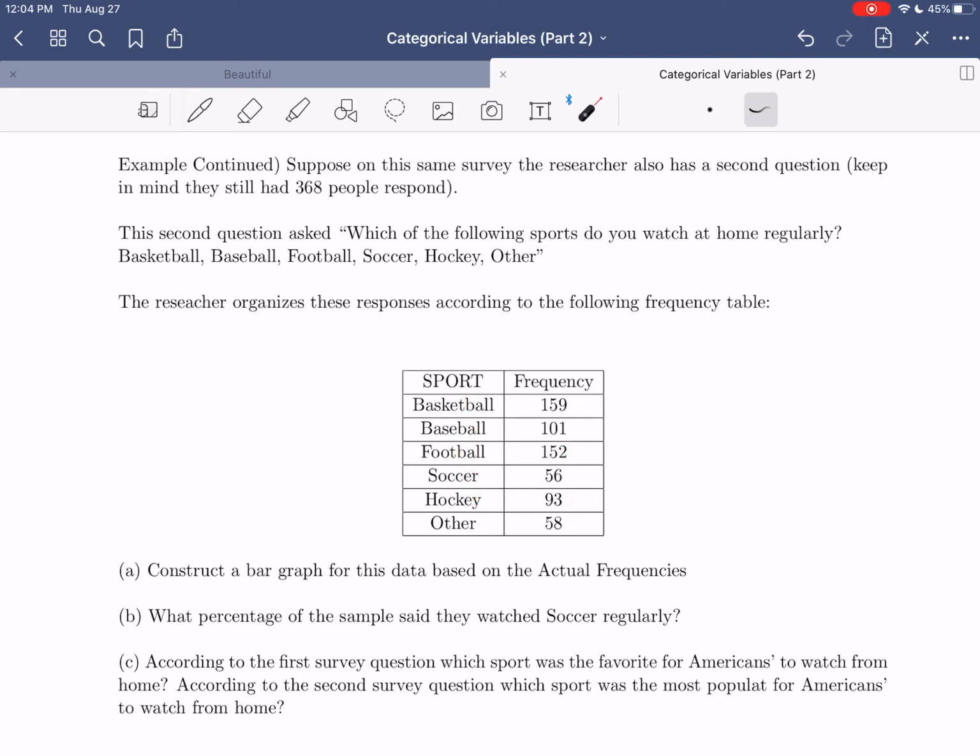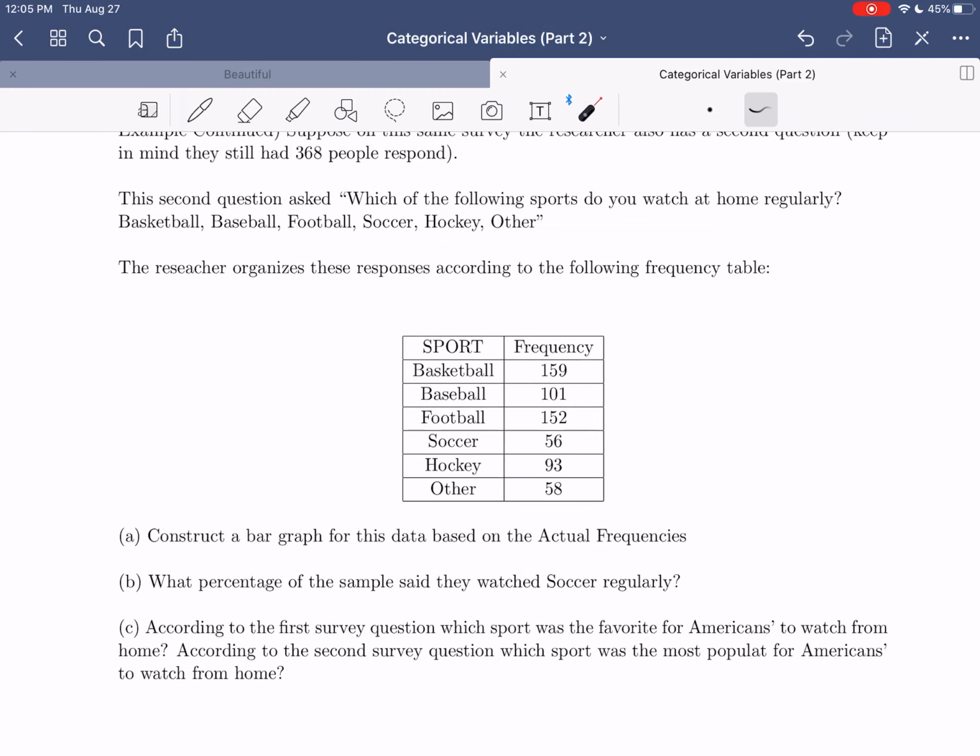Okay, first thing we should notice here, if you sum up these frequencies, you are no longer going to get 368. Why is that? Well, somebody might answer this question and say that what they watch at home regularly is basketball, baseball, and hockey. That means that they gave 3 responses. It's no longer going to be a one-to-one correspondence between the amount of people and the amount of people in each category. So we have to be very careful with this.